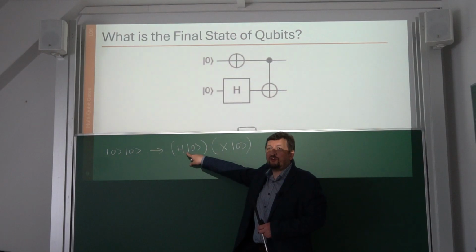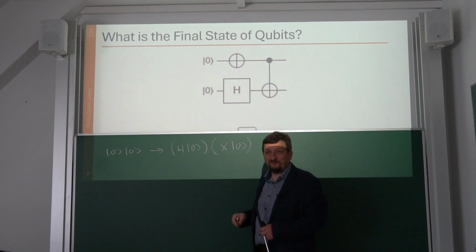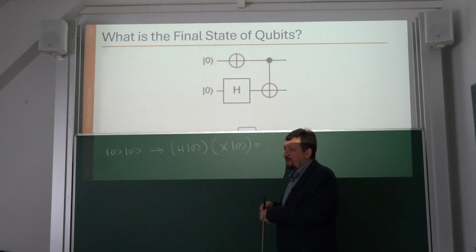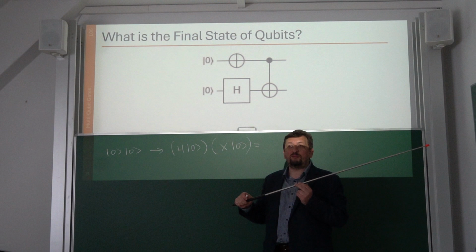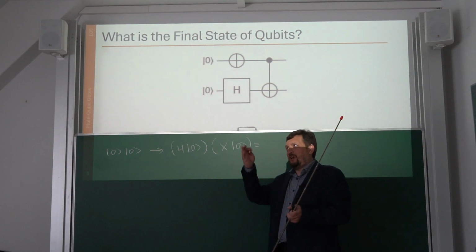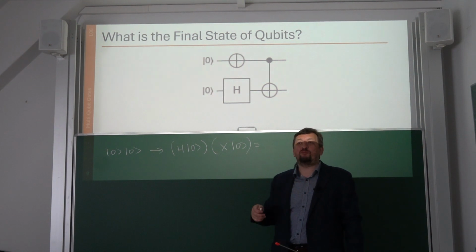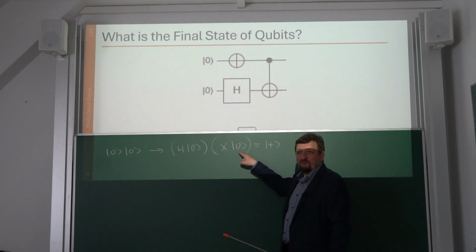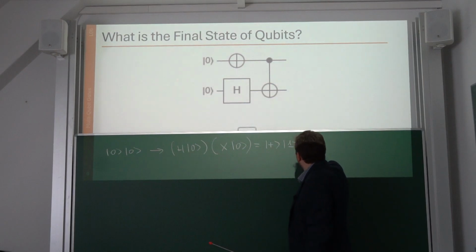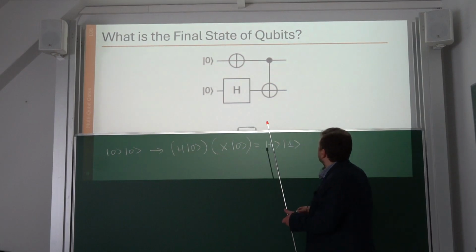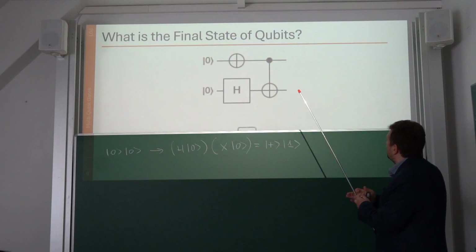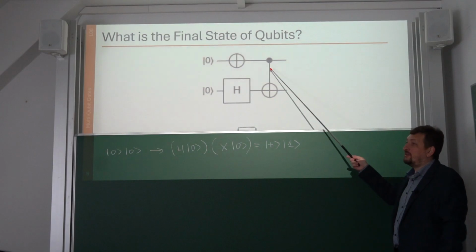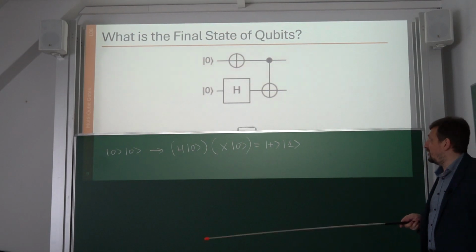So what is the result of the Hadamard gate acting on state 0? Plus, yes, so this is the state plus. We apply the Hadamard gate, and this is on a Bloch sphere in the direction of plus X. So this is state plus. Here I will have 1, because this is the usual state. Okay. So this is the state of my 2-qubit system before application of this control NOT gate.